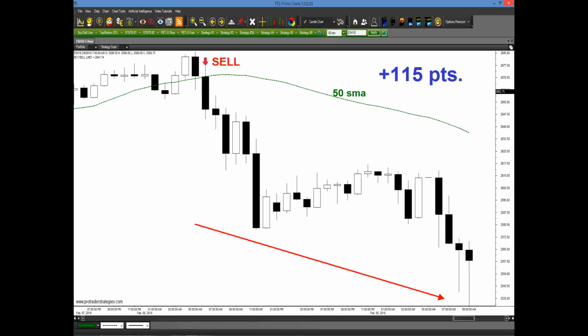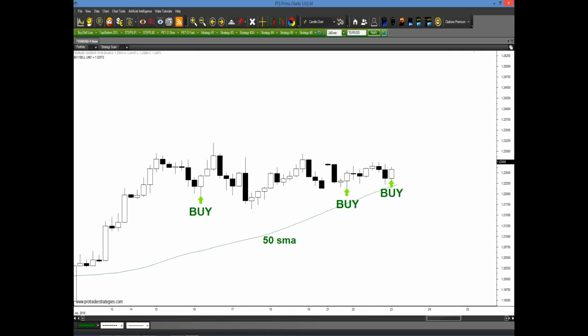There's no right or wrong way to trade. The only wrong way to trade is when you are following someone else, when you're mimicking another trader. That's a recipe for disaster. So that was an hourly chart in the E-mini. How about a 4-hour chart of the euro dollar?